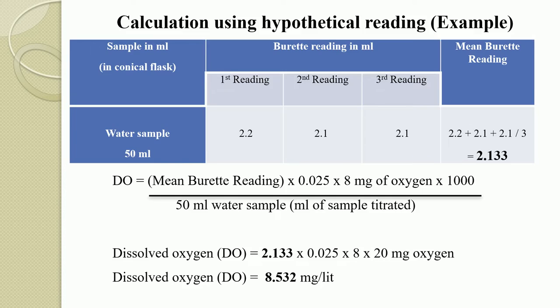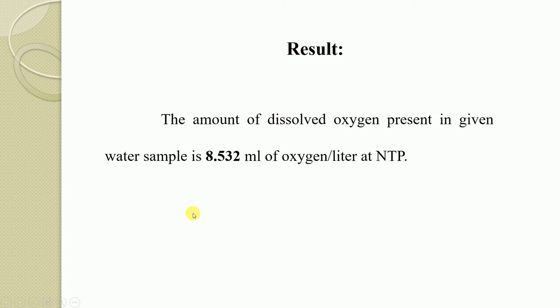So the result of this experiment is that the amount of dissolved oxygen present in the given water sample is 8.532 ml of oxygen per liter at normal temperature and pressure. So in this way, today we have learned in this video how to estimate the dissolved oxygen from any water sample by using Winkler's method.